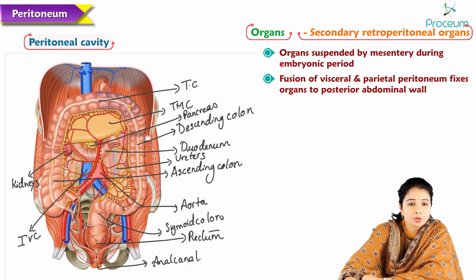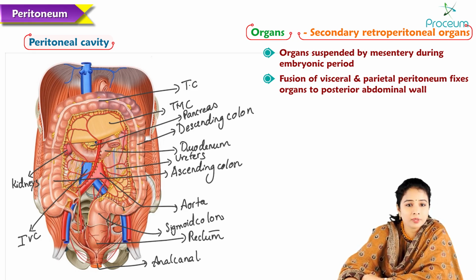So the secondary retroperitoneal organs, I will just repeat: kidneys, suprarenal glands, ureters, aorta, inferior vena cava, and lower rectum and anal canal. So these are the structures which form secondary retroperitoneal organs.